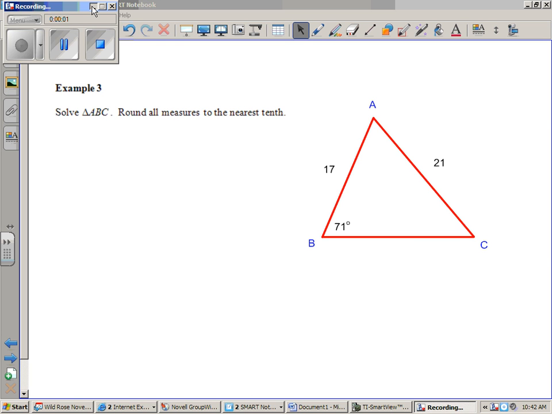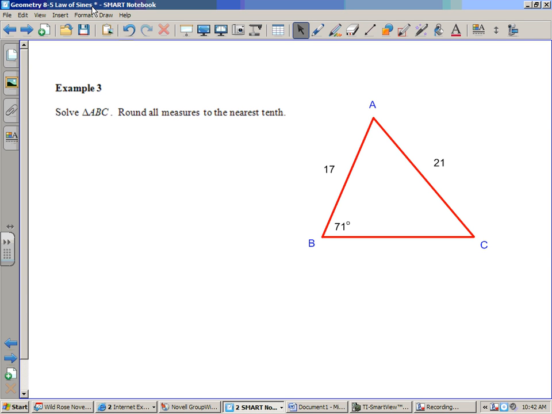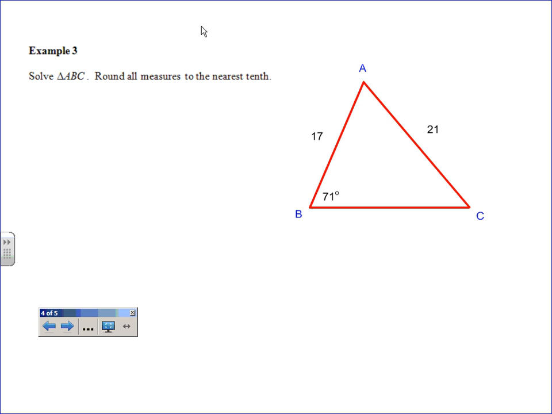Can we use law of sines? Do we have a pair? Yes. What's slightly different about example 3 compared to the other two? Yeah, I gave you a side this time as the other bit of information instead of an angle. So does that mean we can't use law of sines? Well, no, it just means we have to use it slightly differently.